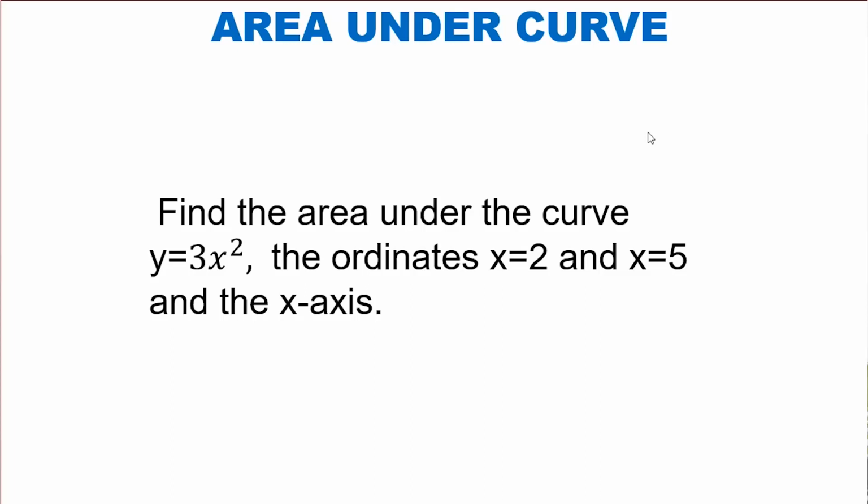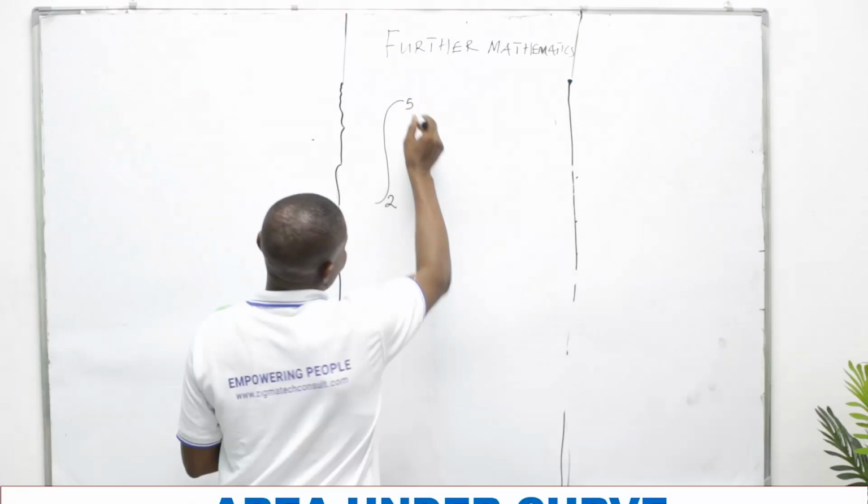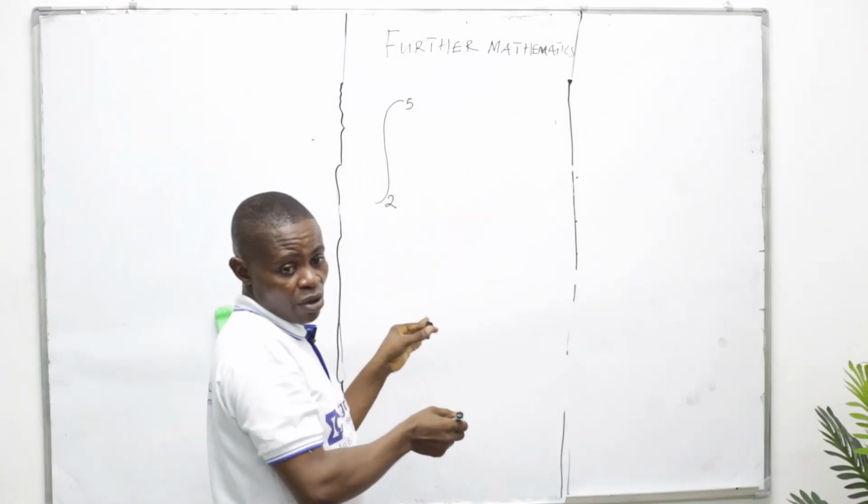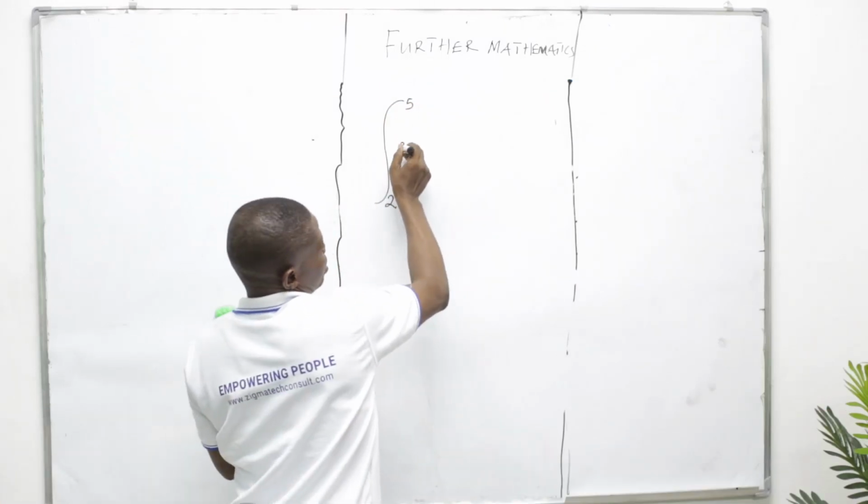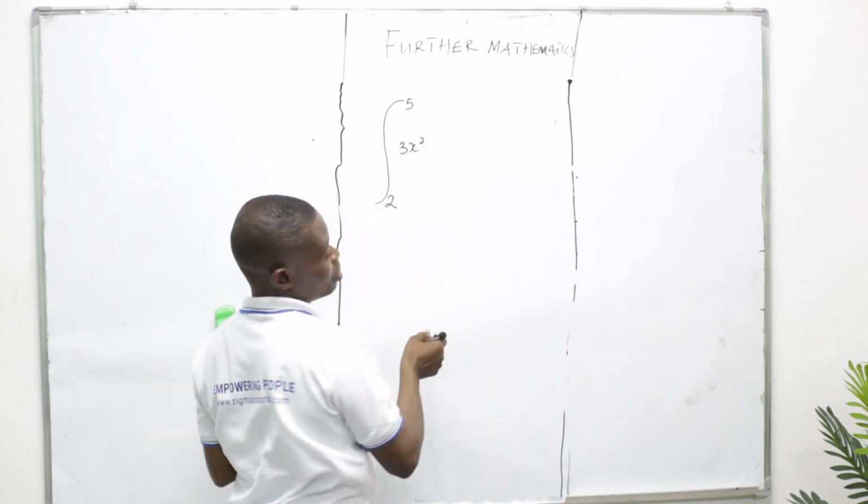So find the area under the curve. You have y equals 3x squared and the ordinates. Look at the meaning of this. Whenever you hear area under curve, you are directly dealing with integration, whereby the first ordinate is 2, the second is 5, uppercase and lowercase limits. But y is 3x squared, okay?